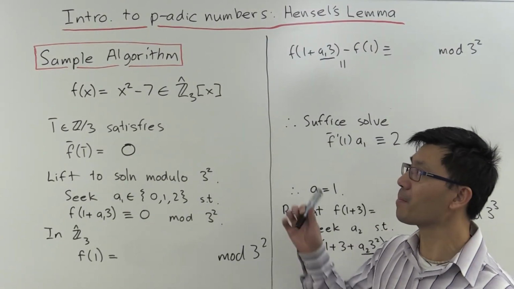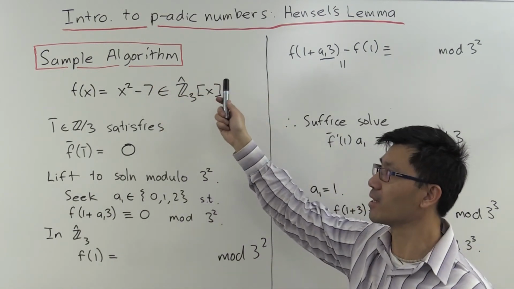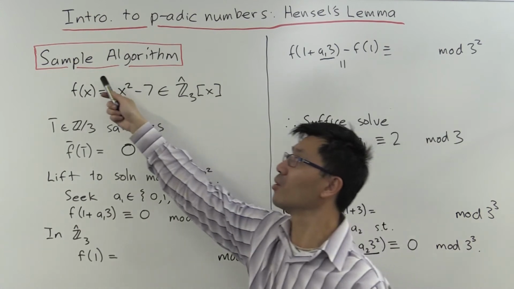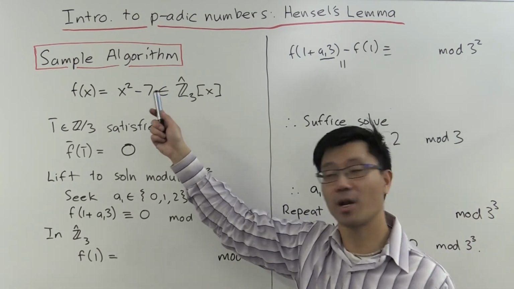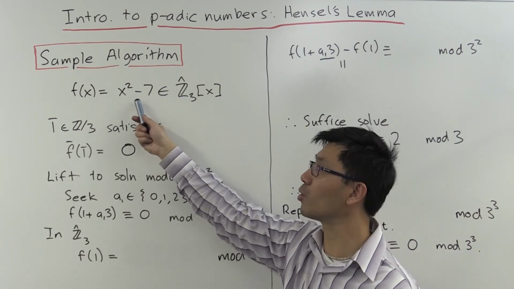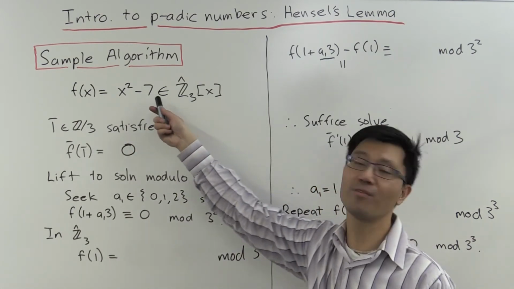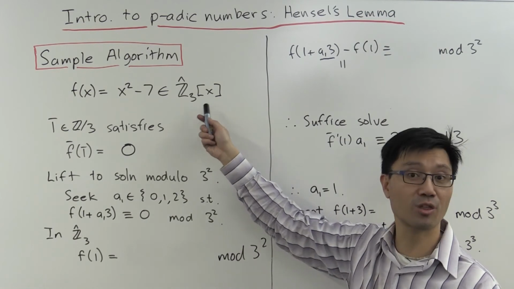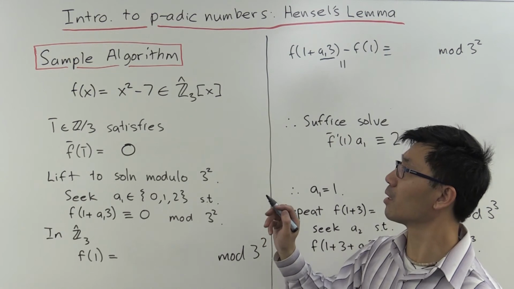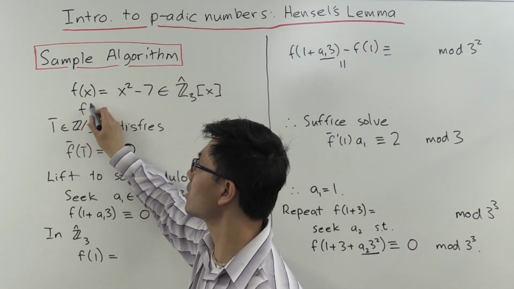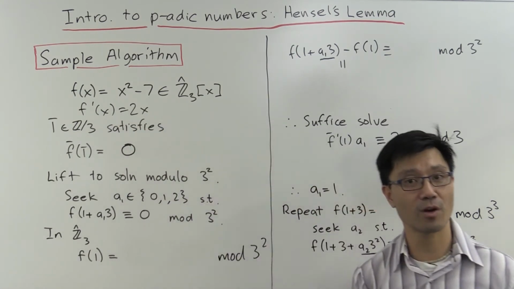To prove Hensel's lemma, we need to see how the algorithm works, and the easiest way to look at the algorithm is to look at a simple example. So I'll give you a sample algorithm right here. The polynomial that I want to look at is the following quadratic polynomial we looked at before, f of x equals x squared minus 7. And we'll think of this as a polynomial with coefficients inside the 3-adic integers, Z hat 3. And remember, the derivative f prime of x is 2x. So we'll need that to invoke Hensel's lemma.